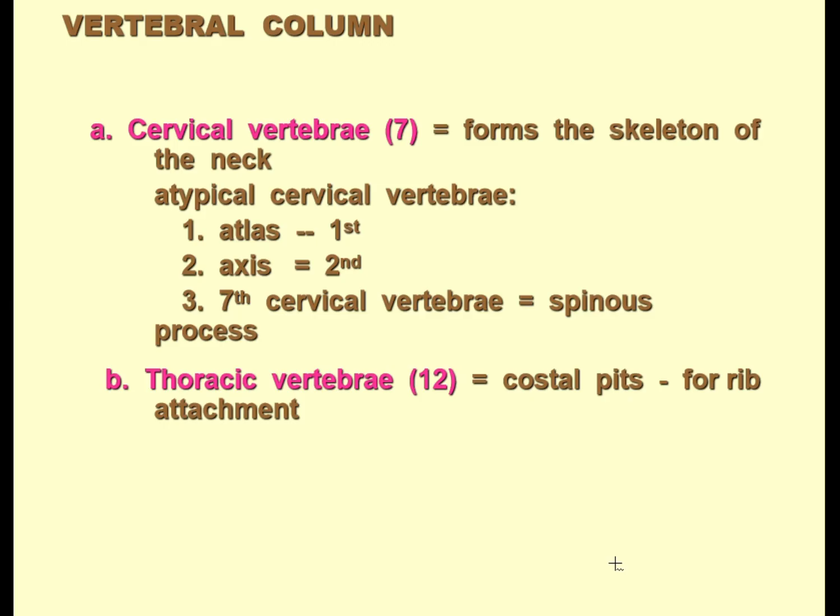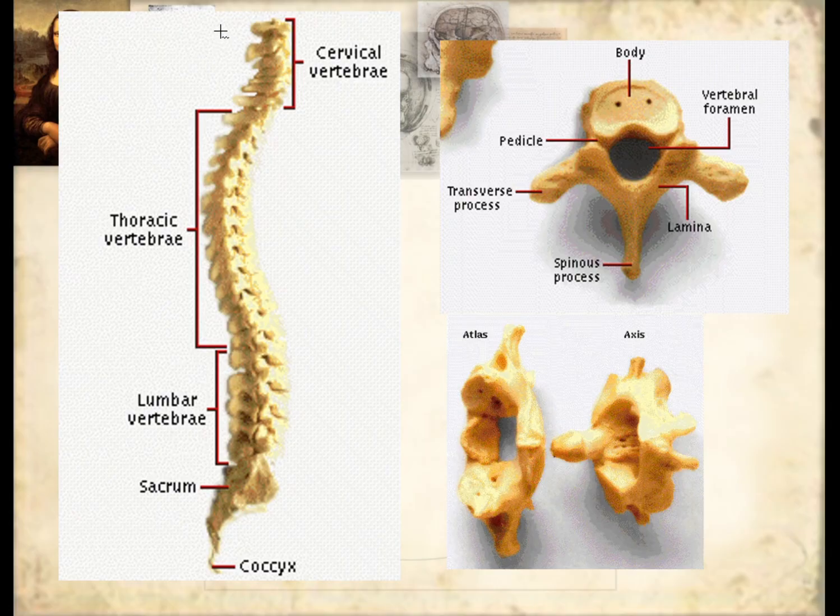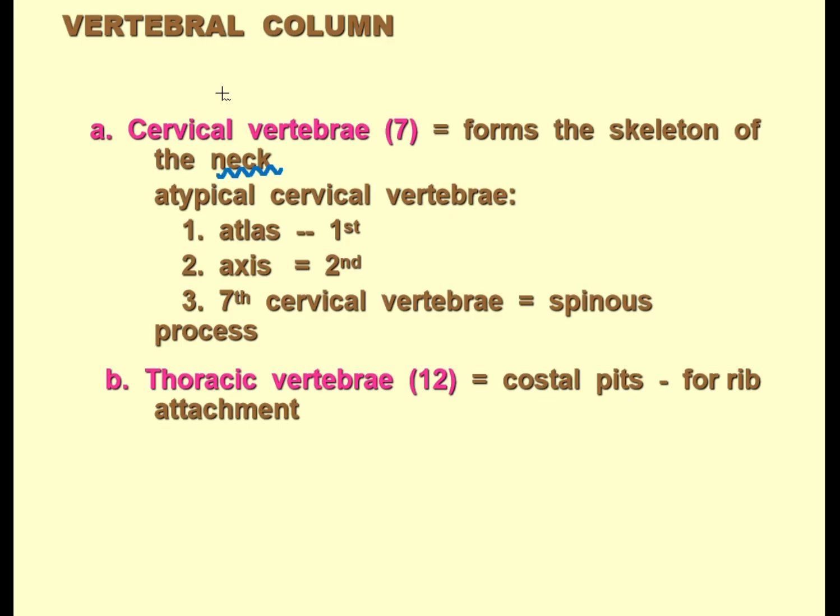So first is the cervical vertebrae. The cervical vertebrae are 7 in number. They form the skeleton of the neck. So the neck part, okay, as you can see here, this part is the cervical vertebrae. In a typical cervical vertebra, the atlas is the first, the axis is the second, and the seventh is the vertebra prominens, that is the long spinous process, okay. So this is all about the cervical vertebrae, 7 in number.